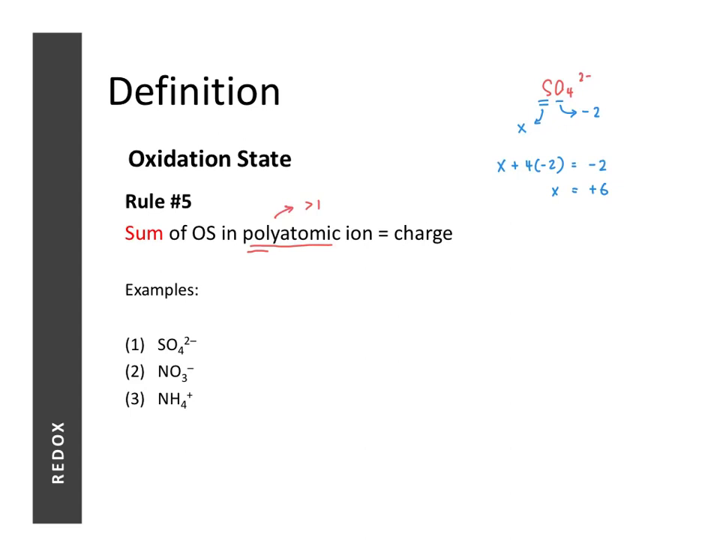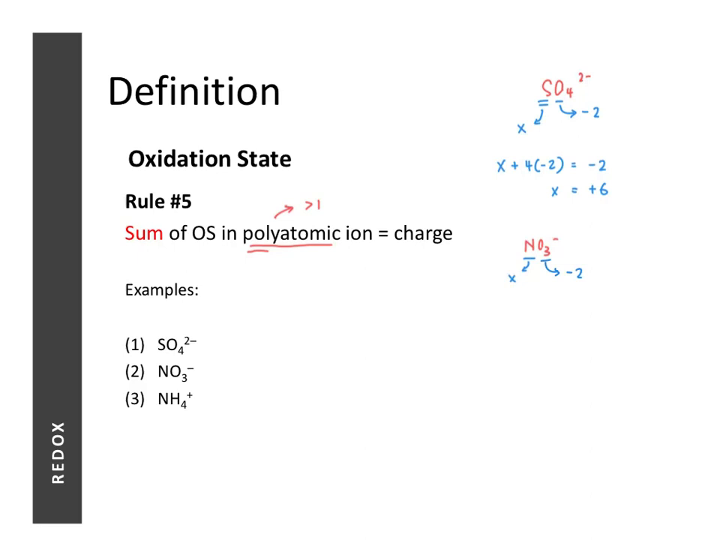Next example, we'll look at nitrate, NO3-. So nitrogen is in group 5. Does it have a fixed oxidation state? Answer again is no. So we let it be X. Oxygen, when combined with any other element, is always given an oxidation state of -2.